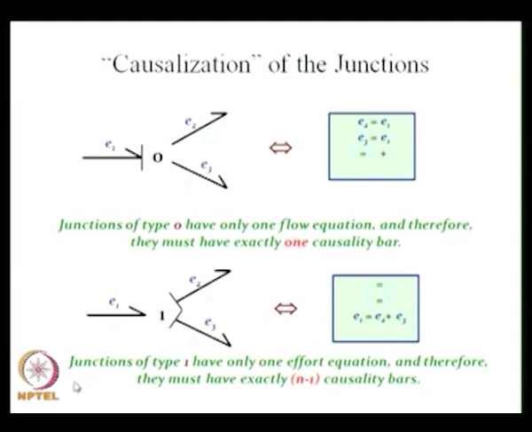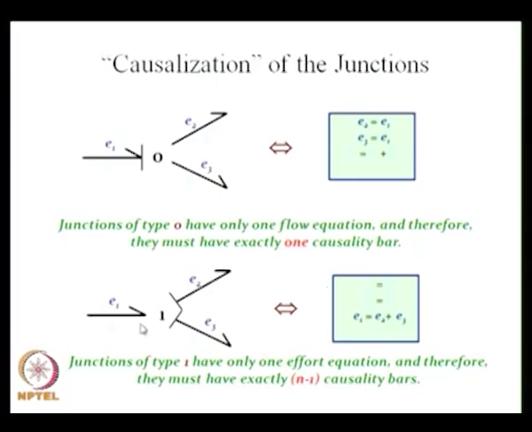And for the 1 junction, the junctions of type 1 have only one effort equation, and therefore they must have exactly n minus 1 causality bars. So here you can see there is only one flow, and it is a common flow. So one flow coming inside, and then that is common for all the others, therefore you will have a causal stroke on all other bonds near the junction, and one without any causal stroke. So that is the causality for the 1 junction.